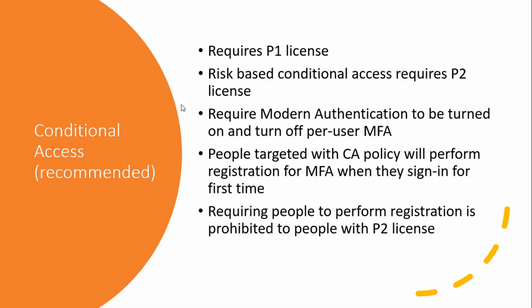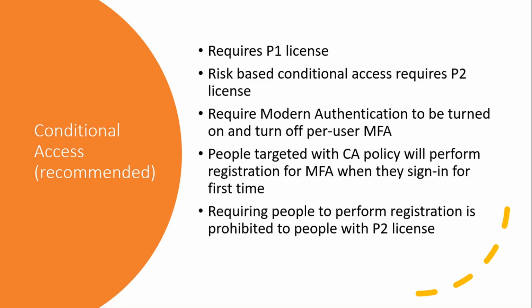The third one is conditional access, which requires a P1 license at a minimum, or a P2 license if you want to use risk-based conditional access. I have created a video for this as well, for which I will paste the link in the description. It requires modern authentication to be turned on for all the applications and requires per user MFA to be turned off. So we saw per user MFA in the previous slide, so that has to be turned off and all your authentication should be modern.